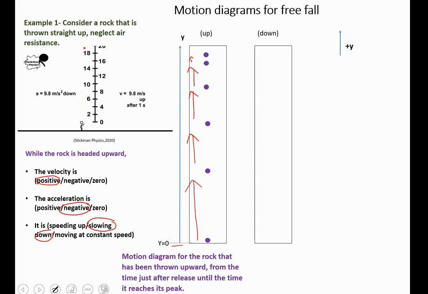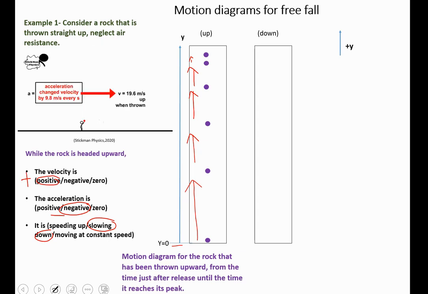And also you can see the acceleration and velocity have opposite signs. This is positive and this is negative. So when you have opposite signs for acceleration and velocity, that means the object is slowing down. The acceleration due to gravity causes the ball's velocity to decrease at a constant rate until it reaches maximum altitude.